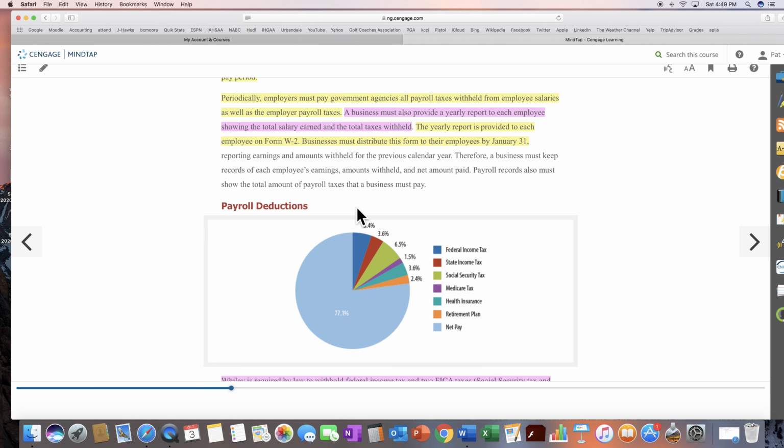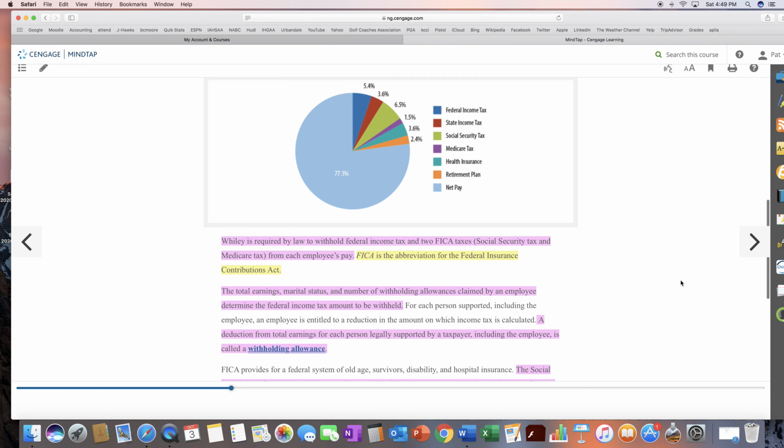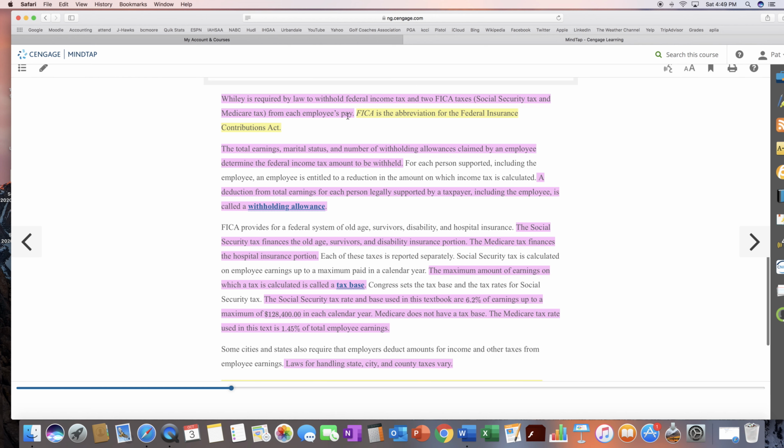This is just a chart of payroll deductions by a company. They list all the pay and then the taxes, but you can look at that. Again, they're required by law to withhold certain taxes, like federal income tax. Not all states have state income tax. We do, so they don't list that right there, but two FICA taxes, we'll have to take Social Security tax and Medicare tax. You probably remember that. FICA is the abbreviation for Federal Insurance Contribution Act. I think that's on the test, but it's just something for you to know.